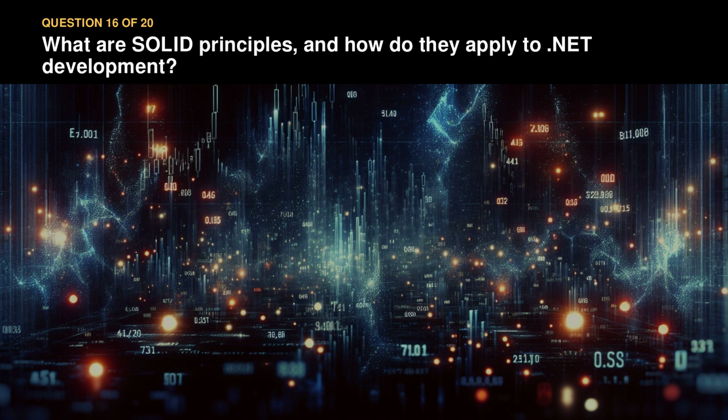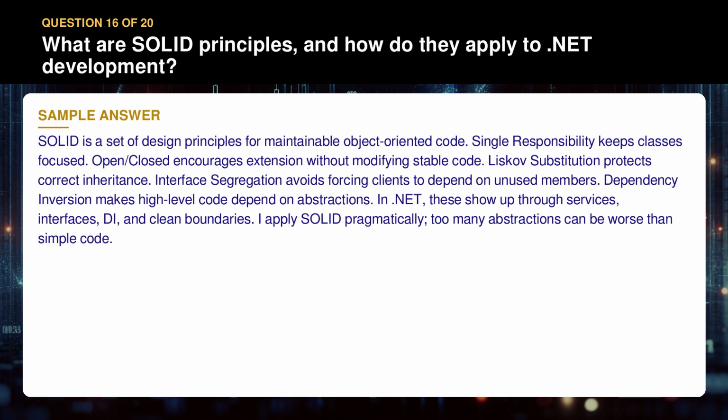What are SOLID principles and how do they apply to .NET development? SOLID is a set of design principles for maintainable object-oriented code. Single responsibility keeps classes focused. Open-closed encourages extension without modifying stable code. Liskov substitution protects correct inheritance. Interface segregation avoids forcing clients to depend on unused members. Dependency inversion makes high-level code depend on abstractions. In .NET, these show up through services, interfaces, DI, and clean boundaries.